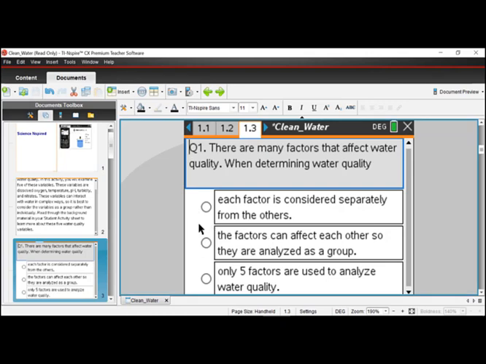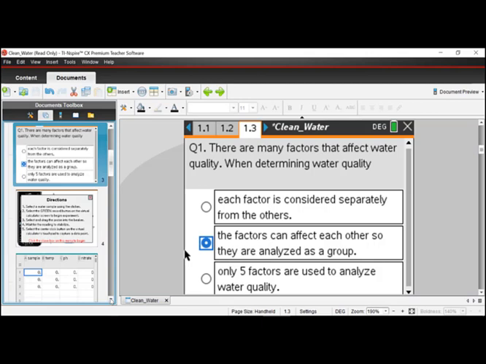Question 1. There are many factors that affect water quality. When determining water quality, A, each factor is considered separately from the others. We just read that that's not the case. B, the factors can affect each other, so they are analyzed as a group. That's absolutely true. Or C, only 5 factors are used to analyze water quality, and that is definitely not what we said. We're only looking at 5 today, but in reality, there are many factors that you can take a look at, especially when we're talking about drinking water.